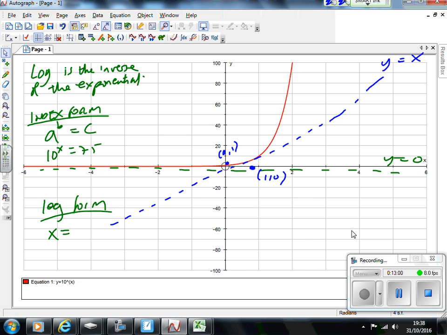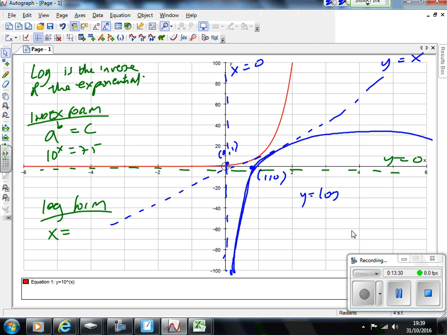It won't have an asymptote at y equals 0 anymore. It will have an asymptote at x equals 0. It won't tend towards x equals minus infinity. It will tend to y equals minus infinity. And it will be a mirror image of what you have for the red curve with the line y equals x. Okay?